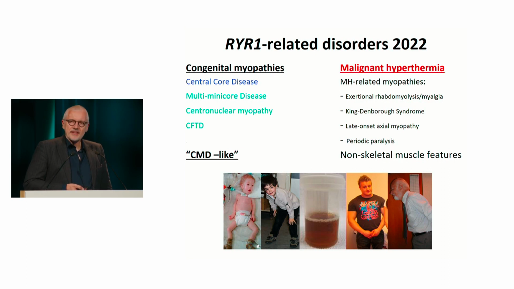in otherwise normal individuals. And very simplistically speaking, in pathophysiological terms, the mutations associated with congenital myopathy phenotypes are often associated with a reduced release of calcium during muscle contraction, whereas the phenotypes associated with malignant hyperthermia and related conditions are often associated with an excessive calcium release because of the mutation.